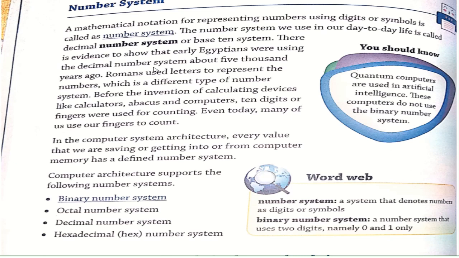In binary we use only two digits, that is 0 and 1. In octal we use 8 digits, that is from 0 to 7. In decimal number system we use 10 digits, that is from 0 to 9. In hexadecimal or hex number system we use 16 digits, that is from 0 to 9, and then from 10 to 15 we use alphabets: 10 is denoted as A, 11 as B, 12 as C, 13 as D, 14 as E, and 15 as F. All of this has to be remembered.